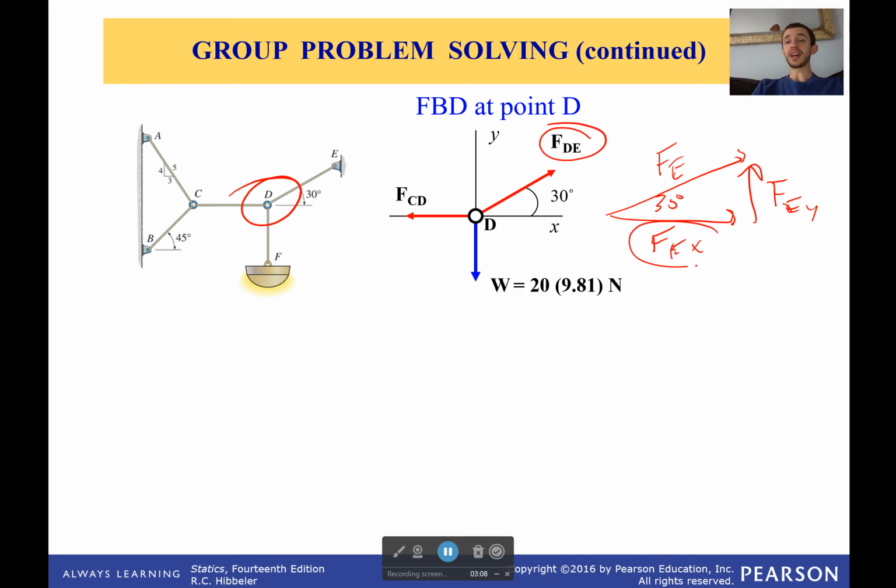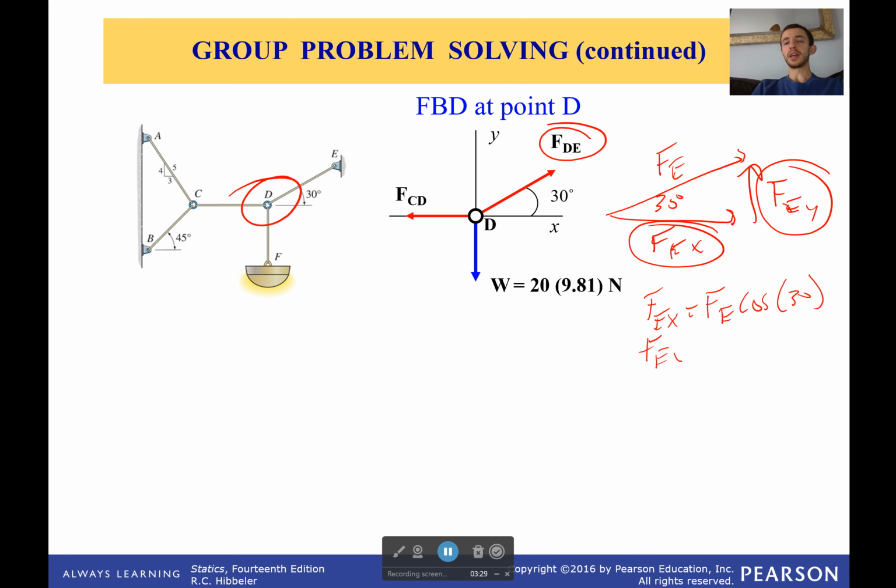So once again, force EX is on the adjacent side, so that'll be cosine of theta. Force EY is on the opposite side, so that will be sine of theta. So if I want to solve for force EX, I want to do both of them because we've done this so many times now. It's going to be equal to force E times cosine of 30 degrees. You know what? I'll go ahead and do it.